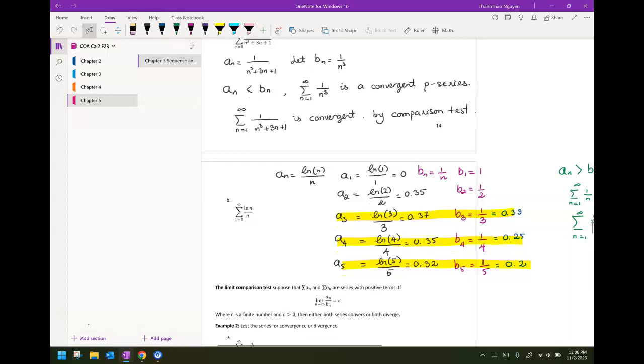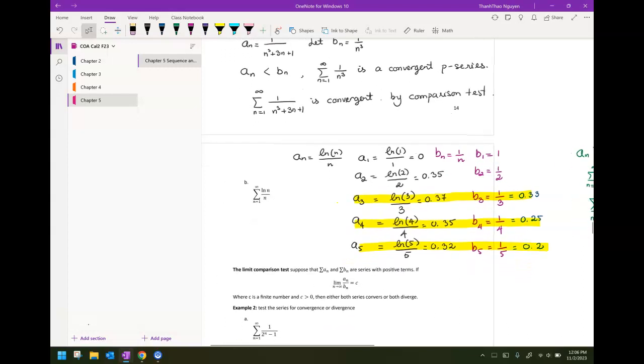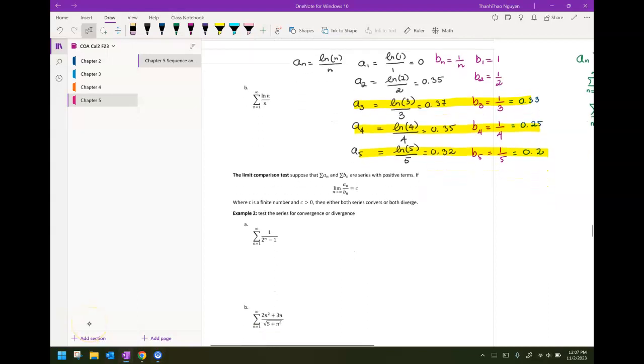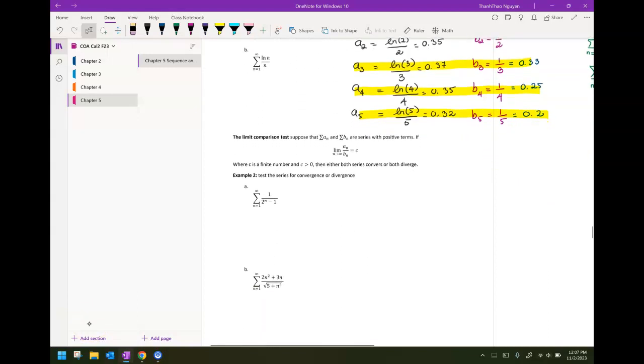Let's talk about the limit comparison test. Suppose that a sub n and b sub n are series with positive terms. If the limit as n approaches infinity of a sub n divided by b sub n equals c, where c is a finite number and c is greater than 0, then either both series converge or both series diverge. Let's test the series for convergence or divergence.